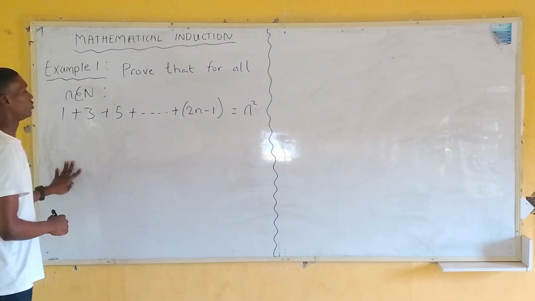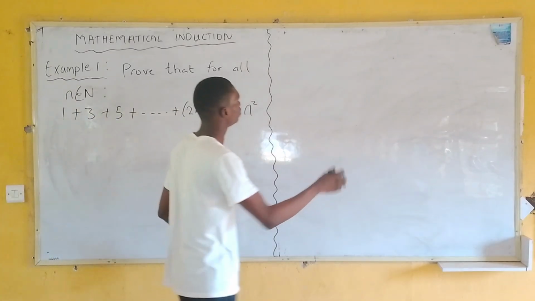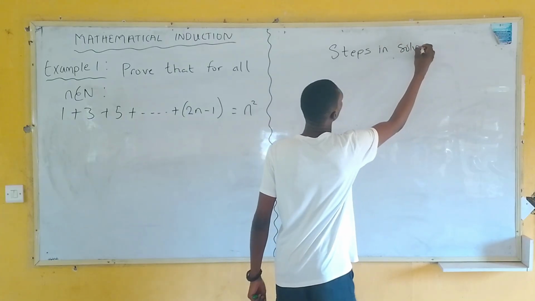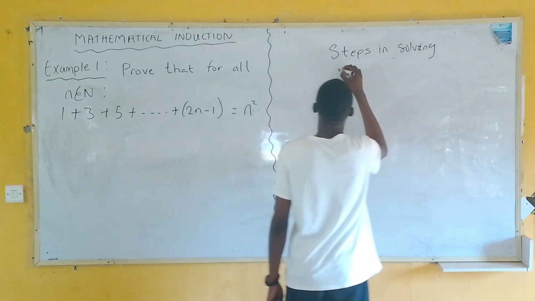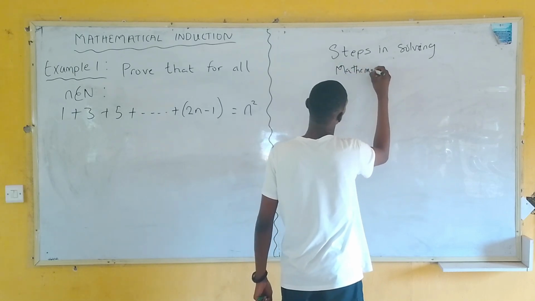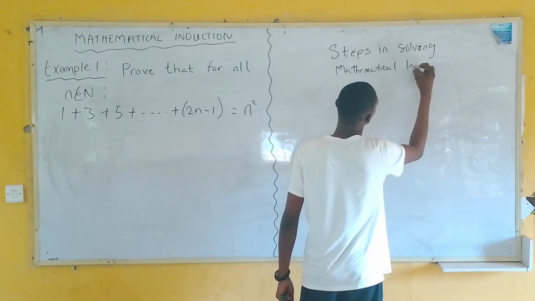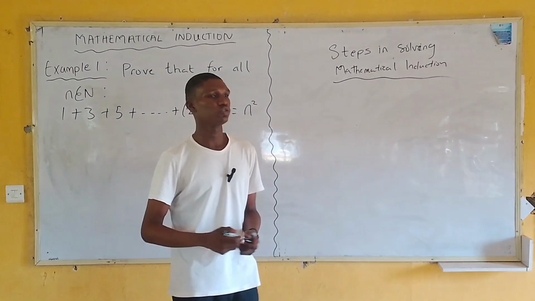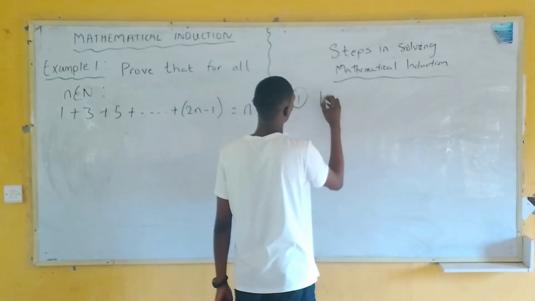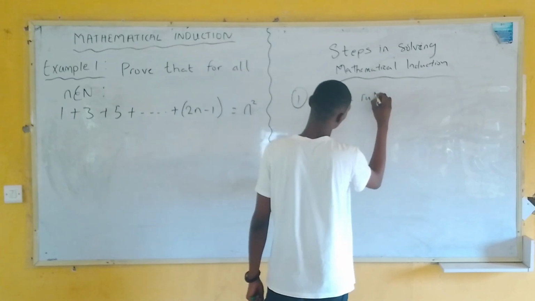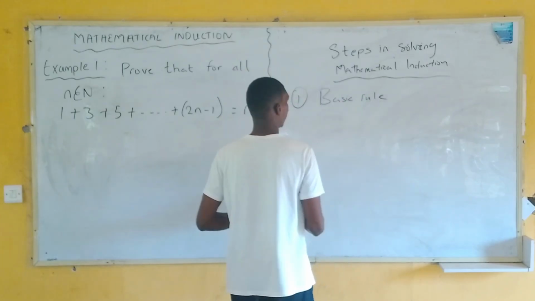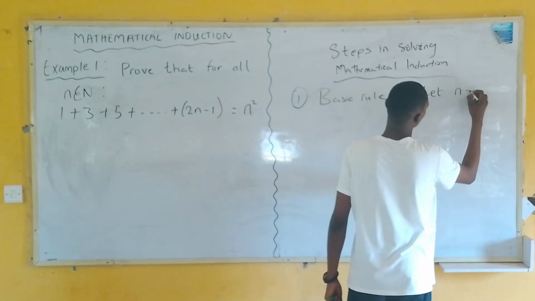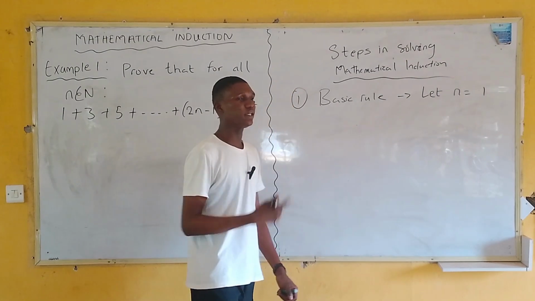If you have this type of question, before I move on, for mathematical induction we have different steps that we must follow to solve it. The first one is called the basic rule. For the basic rule, we say let n be equal to 1.